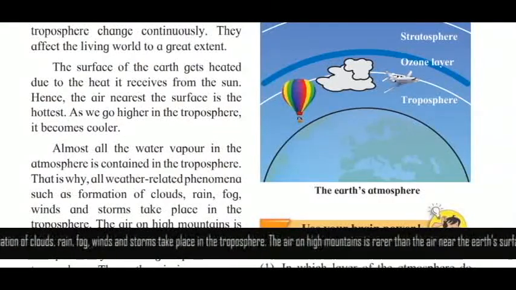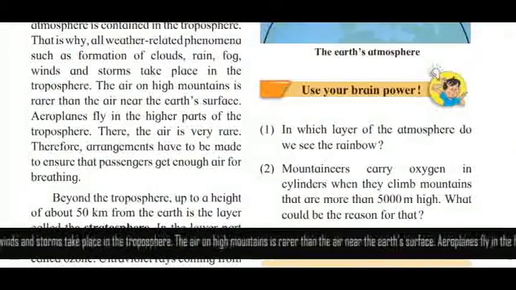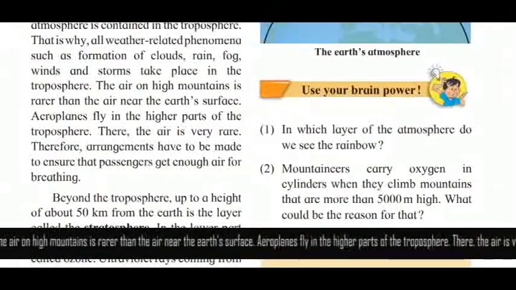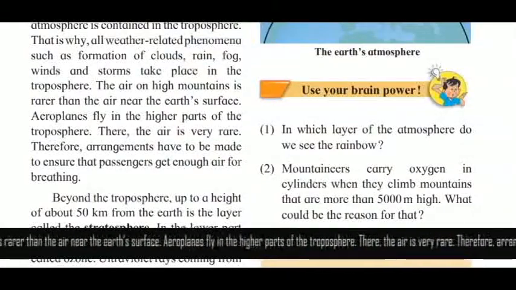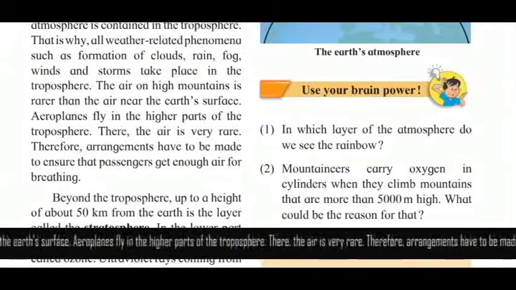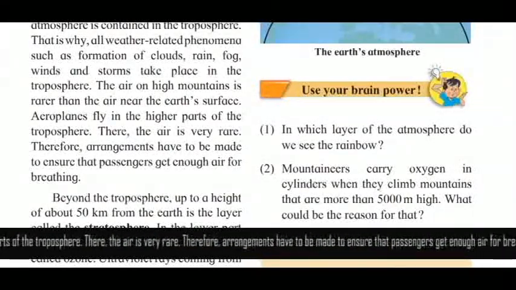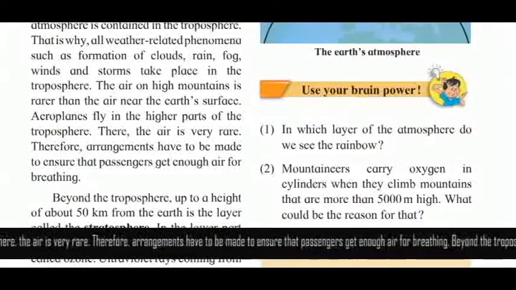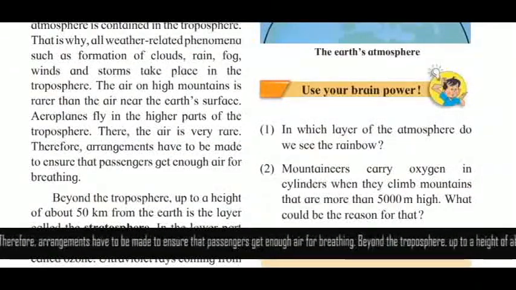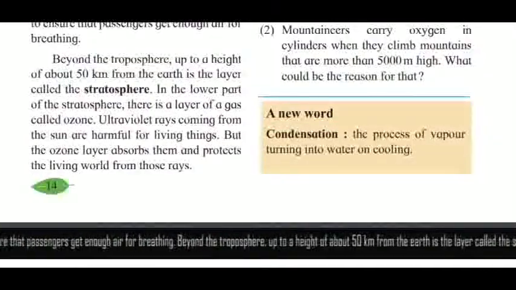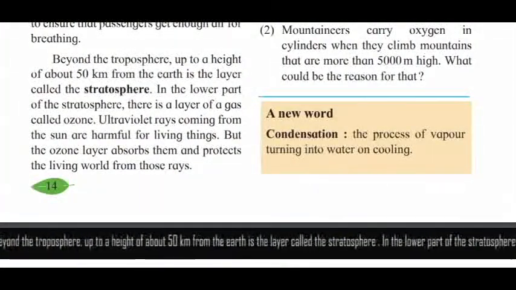That is why all weather-related phenomena such as formation of clouds, rain, fog, winds and storms take place in the troposphere. The air on high mountains is rarer than the air near the Earth's surface. Aeroplanes fly in the higher parts of the troposphere. There, the air is very rare. Therefore, arrangements have to be made to ensure that passengers get enough air for breathing.